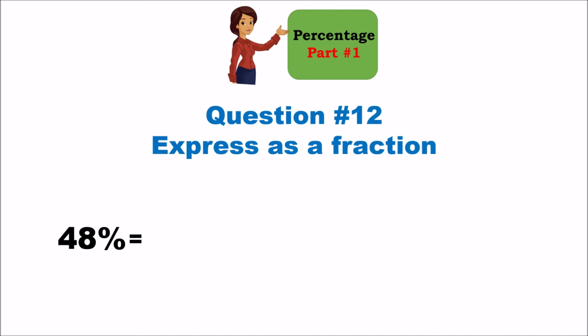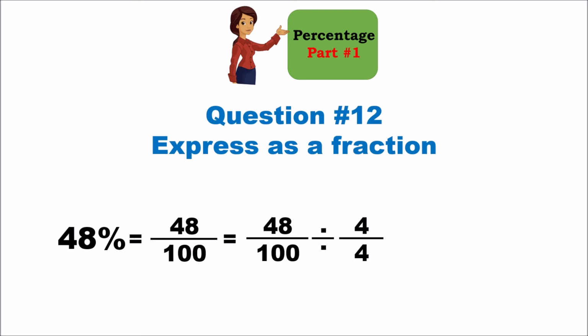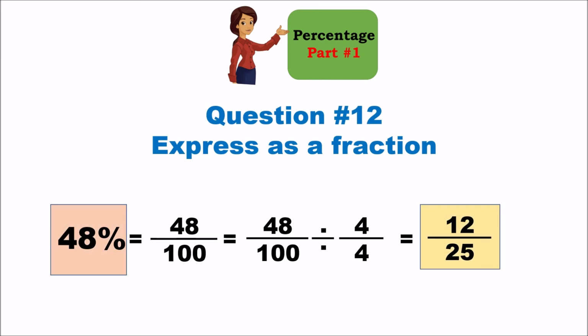48%, you can rewrite that as 48 upon 100. Now if we were to divide the numerator by 4 and the denominator by 4, 48 divided by 4 would give you 12, and 100 divided by 4 gives you 25. So we can say 48% in terms of percentage is 12 upon 25 in terms of a fraction.